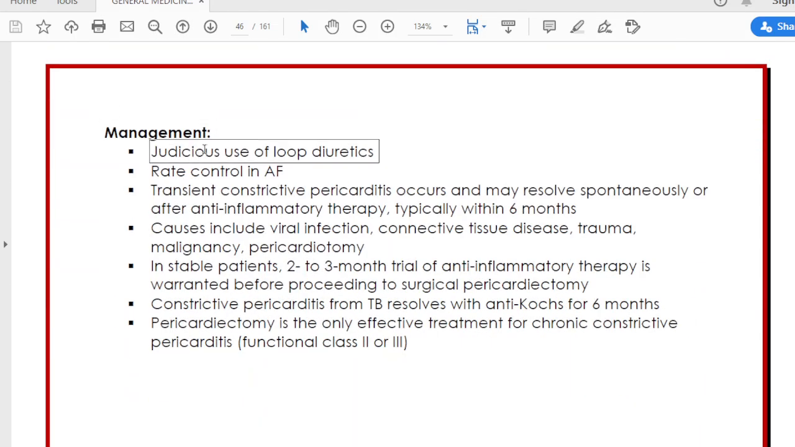Management. Judicious use of loop diuretics. Rate control in AF. Transient constrictive pericarditis occurs and may resolve spontaneously or after anti-inflammatory therapy, typically within 6 months. Causes include viral infection, connective tissue disease, trauma, malignancy, pericardiotomy. In stable patients, a 2 to 3 month trial of anti-inflammatory therapy is warranted before proceeding to surgical pericardiectomy. Constrictive pericarditis from TB resolves with anti-TB drugs for 6 months. Pericardiectomy is the only effective treatment for chronic constrictive pericarditis, functional class 2 or 3.